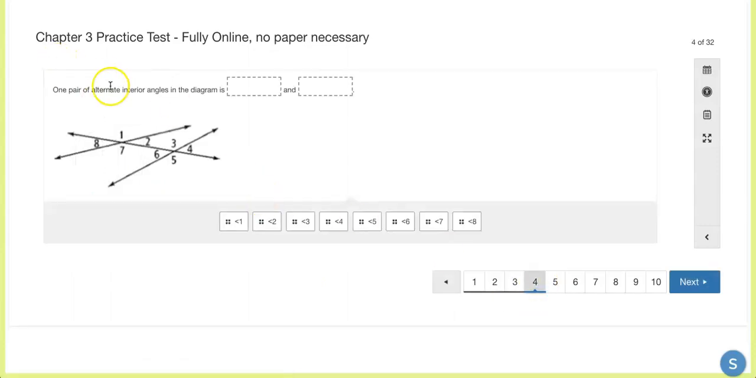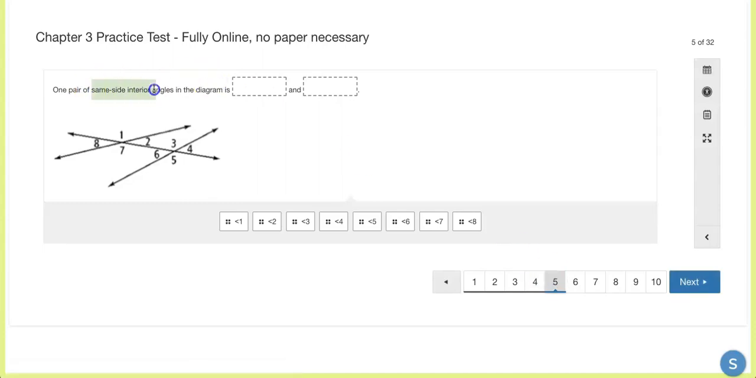Number 4, one pair of alternate interior angles in the diagram is blank and blank. So alternate interior, okay, interior would be in between these two lines. So I'm looking at these 4 angles as interior angles: 2, 3, 6, and 7. Those are the only ones that are interior. If I go with 2, it has to be alternate interior with 6. My other answer would have been 7 and 3. It should take these in either order as well.